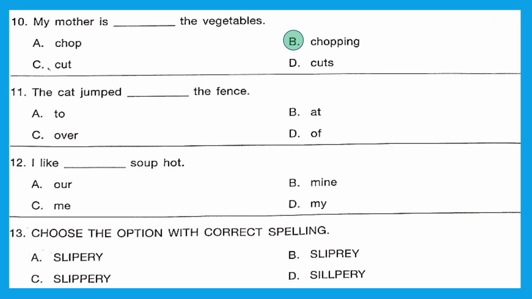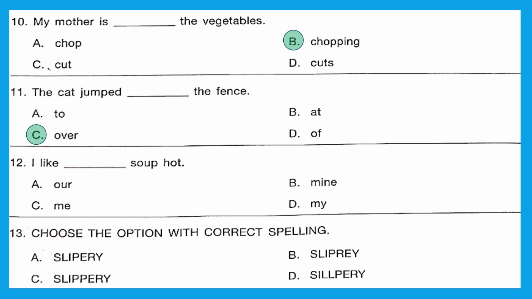Question 11. The cat jumped dash the fence. To the fence, at the fence, over the fence or off the fence. The right answer is option C, over the fence. We use over to talk about movement or position at a higher level than something else, and fence is at higher level than cat.